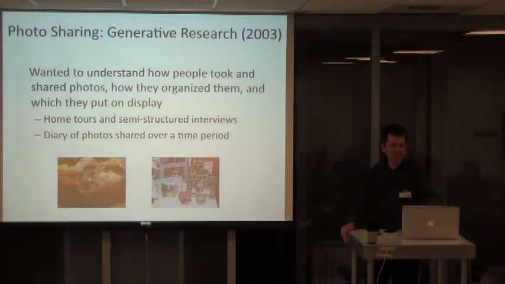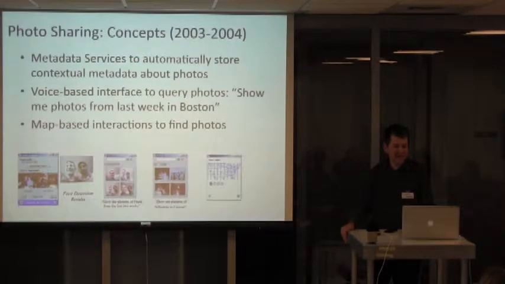So we did some home tours, we did semi-structured interviews, we had people keep a diary of any photos that they took or shared over several weeks, and then asked them about those. And from this study, we came up with a bunch of different concepts. The first thing we saw is we asked people to describe photos that were in their collection. And the things that they remembered about those photos were most commonly the place it was taken, the people who were in the photo, and the rough time frame of when that photo occurred.